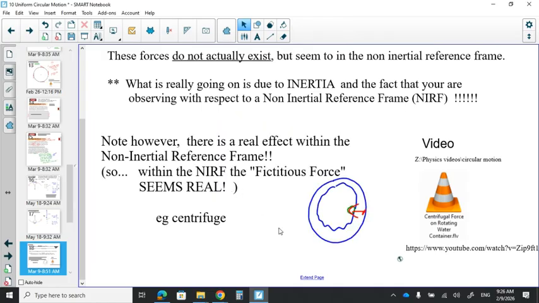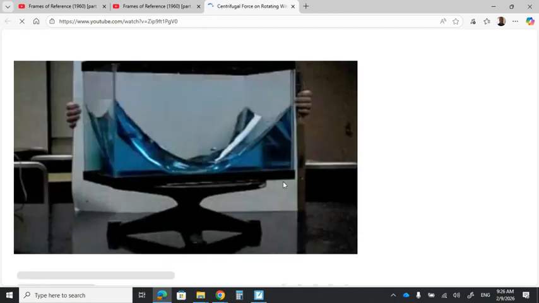So you definitely can include these forces in those non-inertial reference frames, and they have real effects. In this little video here of water in an aquarium spinning, you can see there's a real effect on these things. I think it's going to make us watch an ad first here.